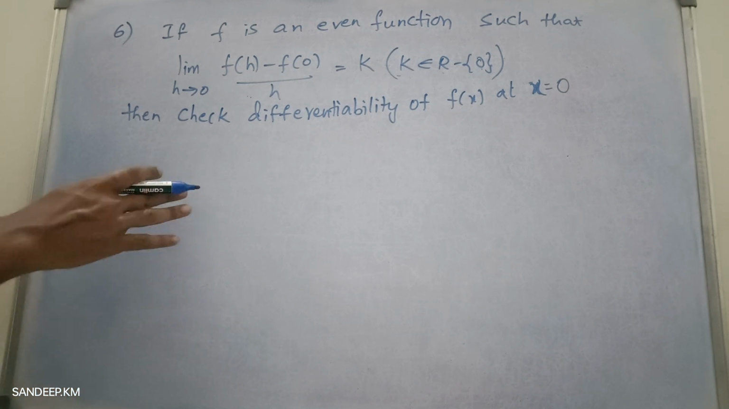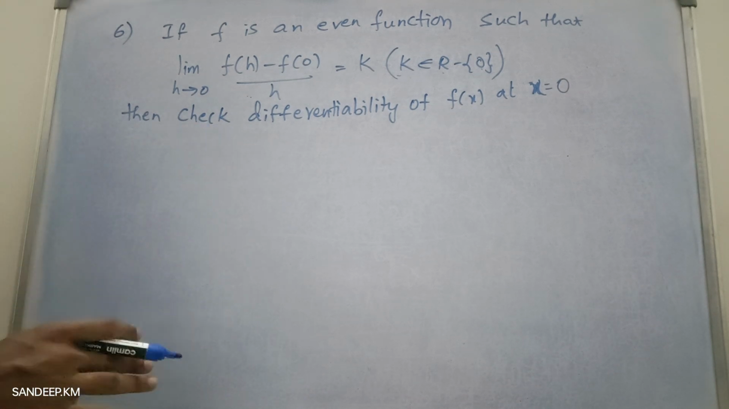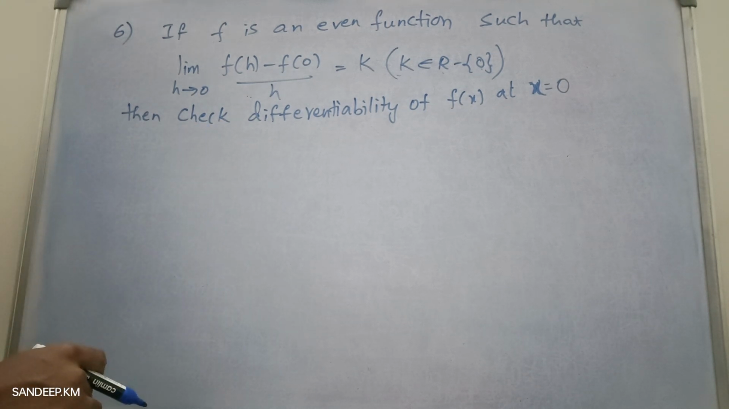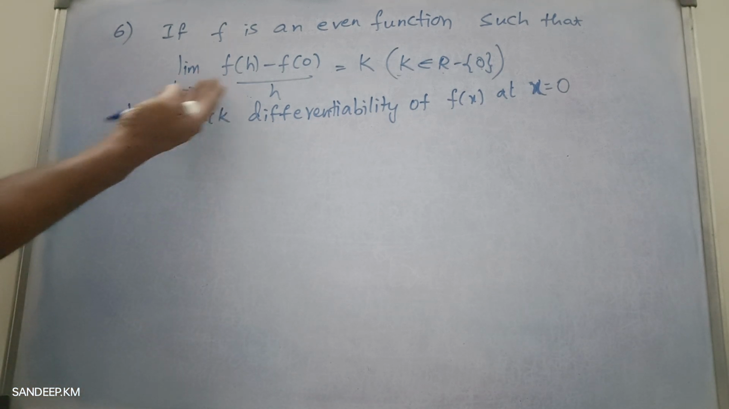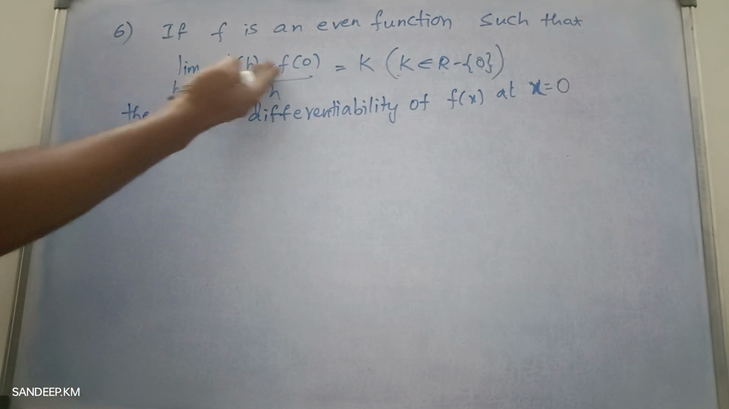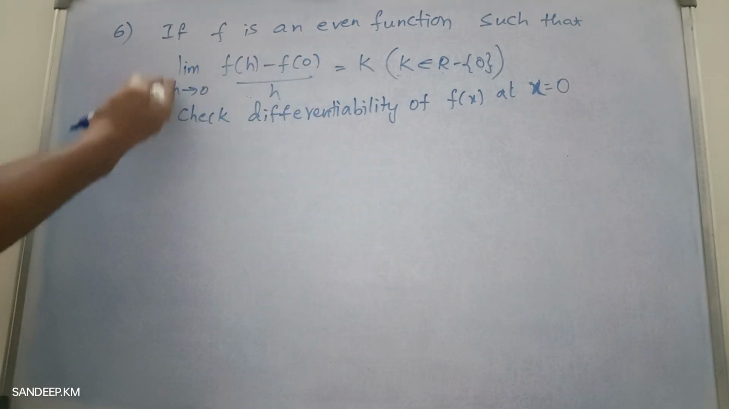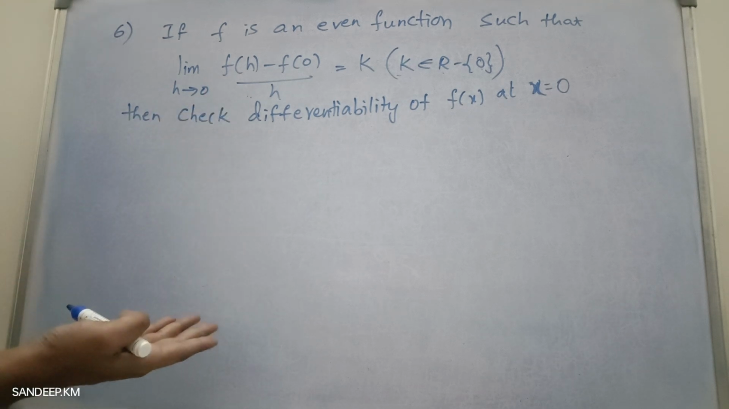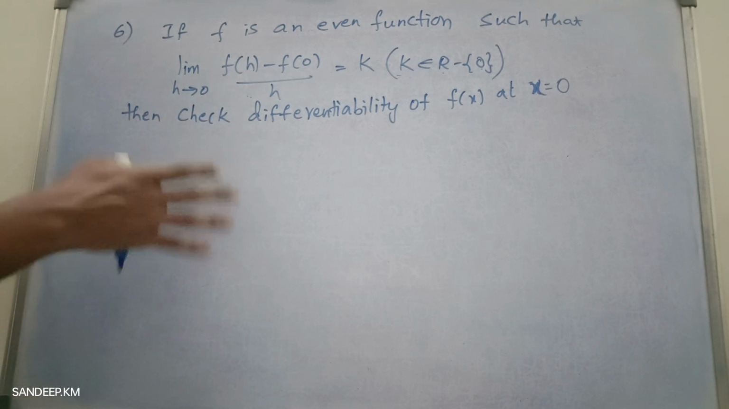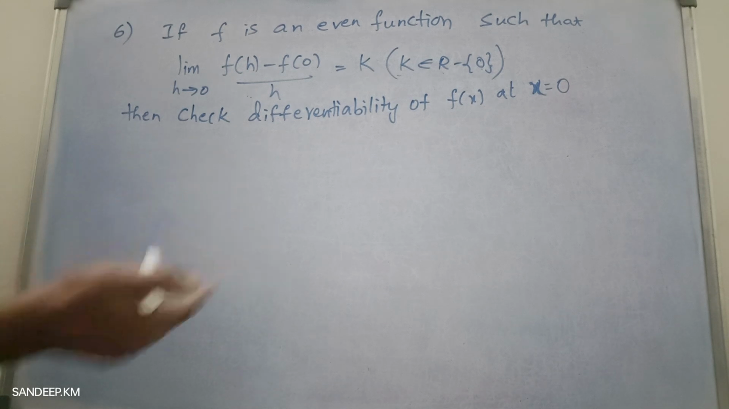Dear students, let me check the differentiability directly instead of using continuity. Because they have given this particular value, limit h approaches 0, f of h minus f of 0 by h is k, I'm supposed to use this. Where will I use this particular formula? In differentiability only. So for that reason, let me directly go for differentiability.